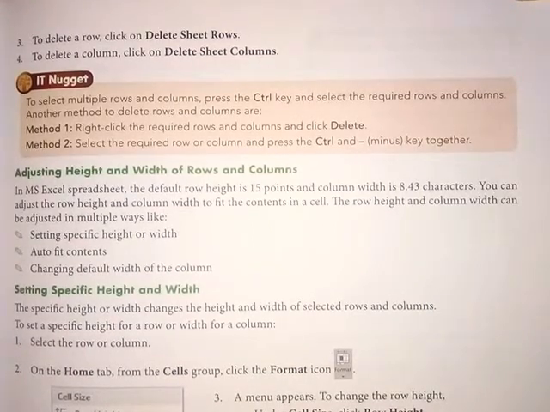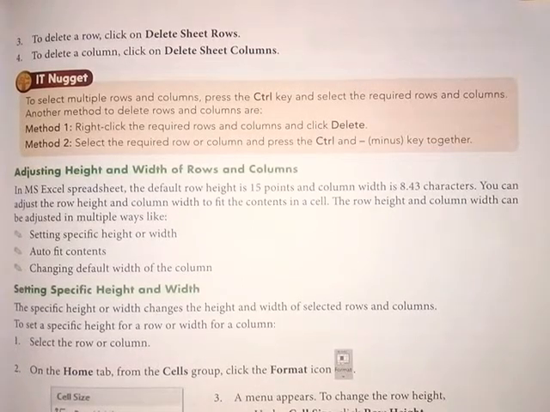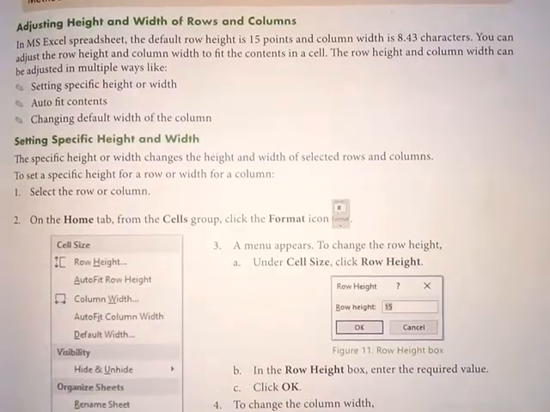To select multiple rows and columns, press the Ctrl key and select the required rows and columns. Another method to delete rows and columns: Method 1. Right-click the required rows and columns and click Delete. Method 2. Select the required row or column and press the Ctrl and minus keys together.